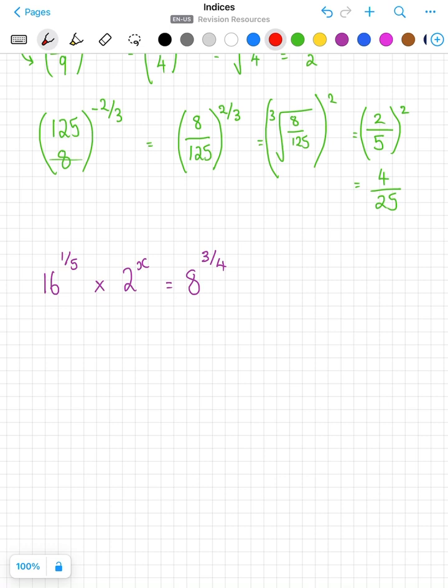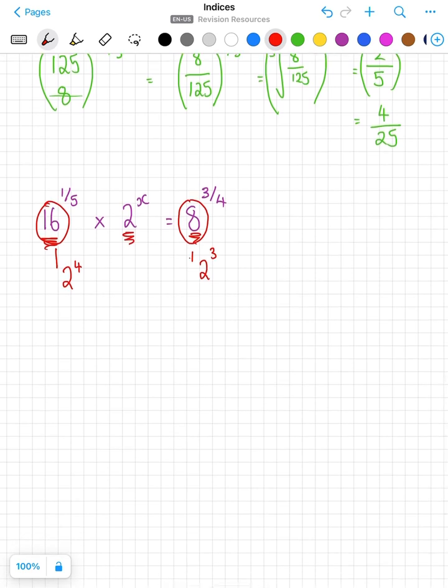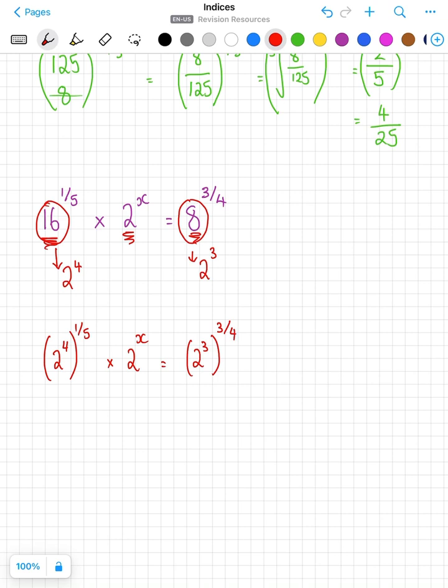Now what we first notice is that our lowest base number is 2, and then we've got 8 and we've got 16. We want to change everything to have the same base number. So 8 is 2 cubed and 16 is 2 to the power of 4. So our first step is to change our base numbers all to be in terms of 2. So 16 is 2 to the power of 4, but that's still to the power of 1/5, multiplied by 2 to the power of x equals 8, which is 2 cubed, which is to the power of 3 over 4.